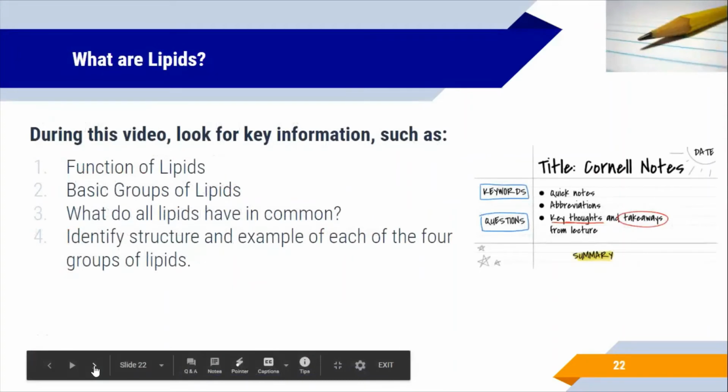What are lipids? Video number 2. Take a moment, about 2 minutes, to copy down your look-fors on the left side of your paper for your Cornell notes, which you will take on the right side of your paper. After these 2 minutes, we will begin the video.